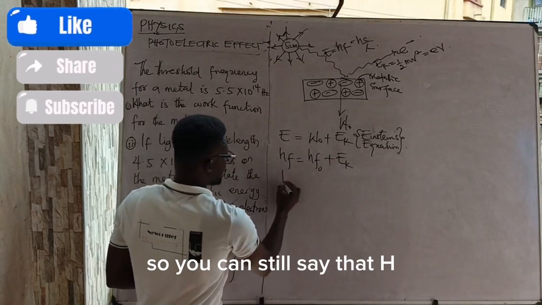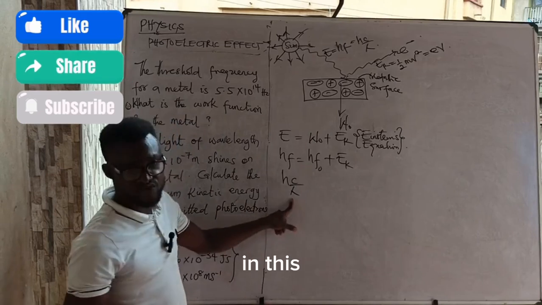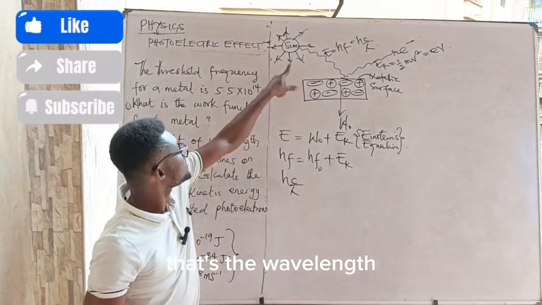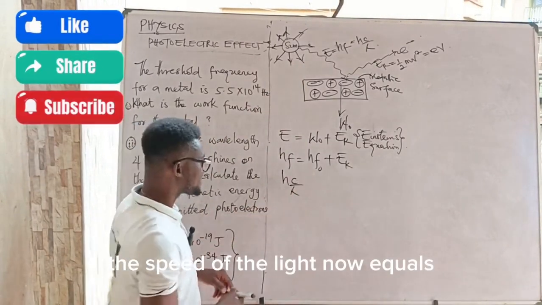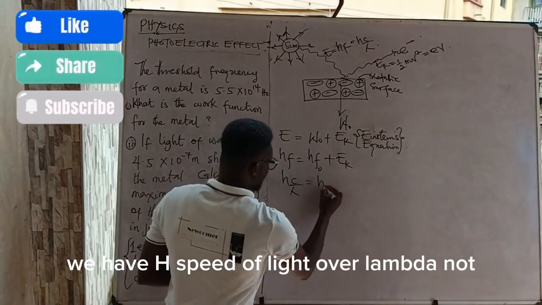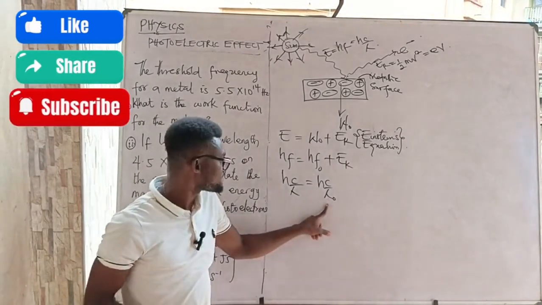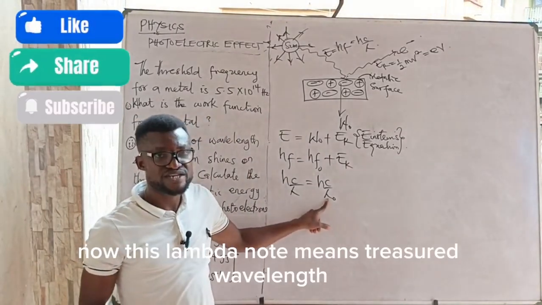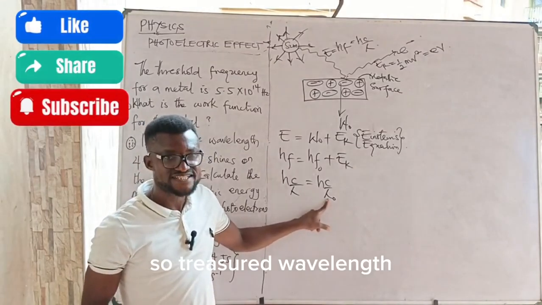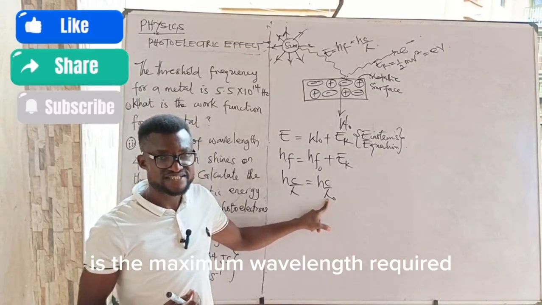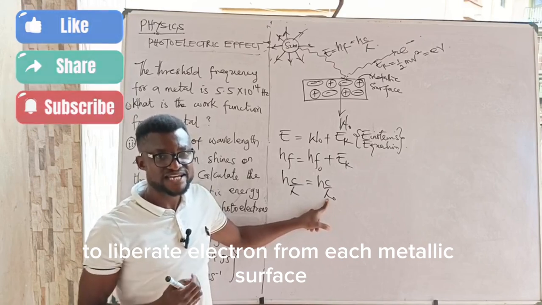So you can still say that the frequency has a relation with wavelength in this way. That's the wavelength of the light, and c the speed of the light. Now this equals hc over lambda naught, where lambda naught means threshold wavelength. So the threshold wavelength is the maximum wavelength required to liberate an electron from its metallic surface.